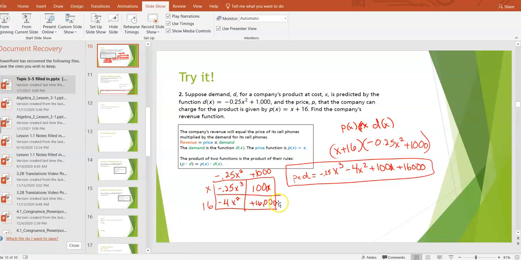And there is a way you can find that. You could set this thing equal to 0 and see what x would be. No, let's do the slideshow.